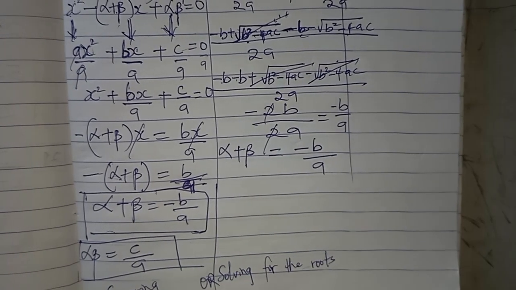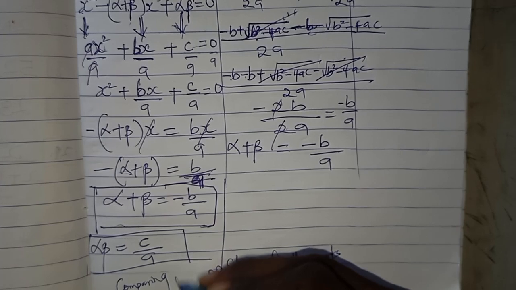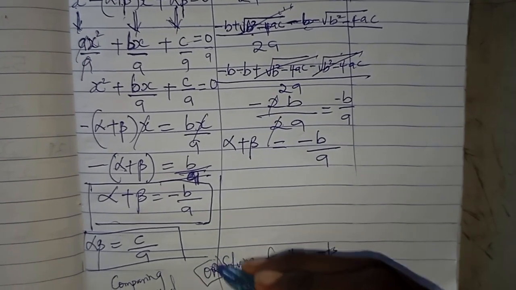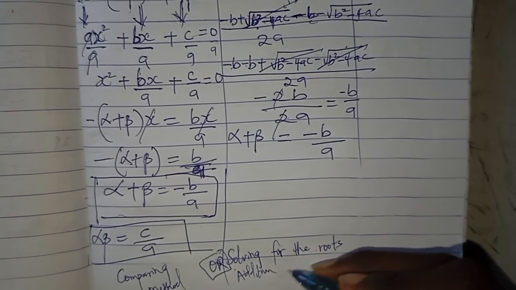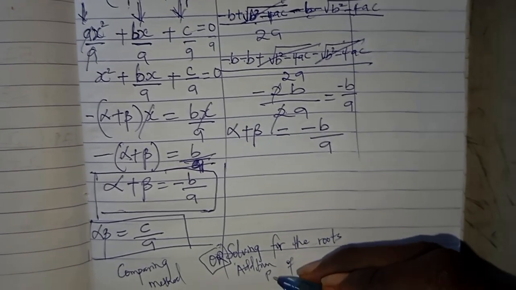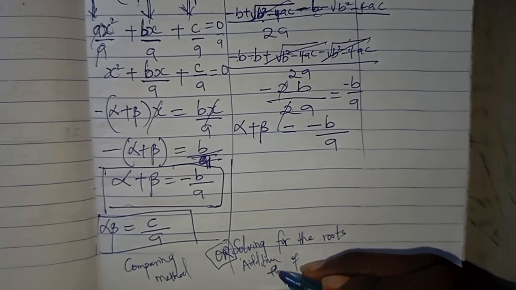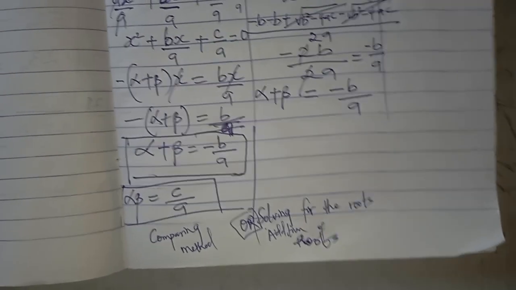So I call this the comparing method, and I call this one the addition of formula, or addition of roots. Yes, addition of roots. So to get the products, now let's try to get the products.